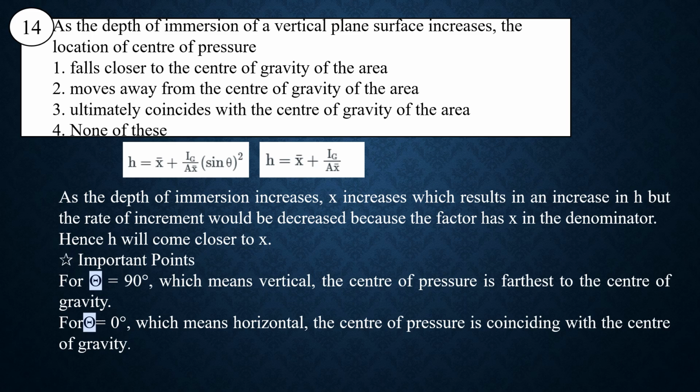As in the question, the depth of immersion of a vertical plane surface increases, means x bar increases, then the location of center of pressure, means h, is. If x bar increases, as usual h increases, but x bar is also present in the denominator of Ig divided by A x bar. So because of that, as the depth of immersion of a vertical plane surface increases, the location of center of pressure falls closer to the center of gravity of the area. So here option number first is correct.